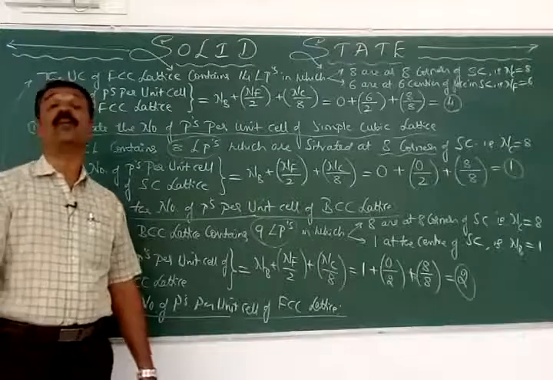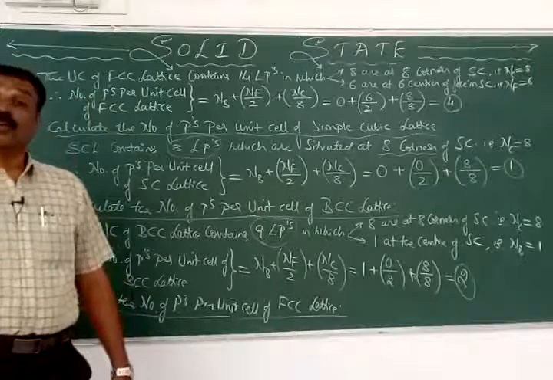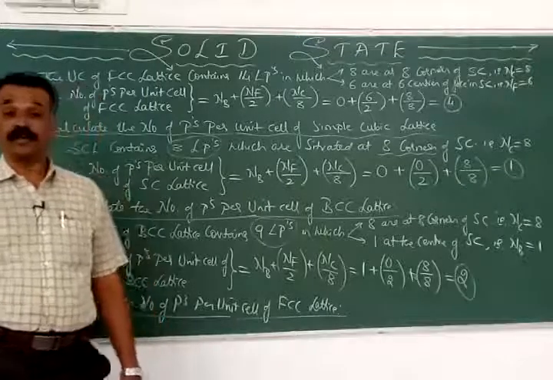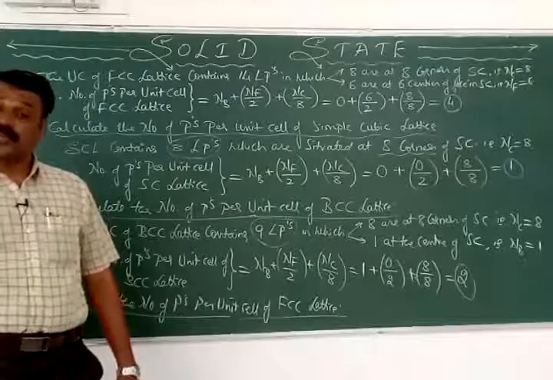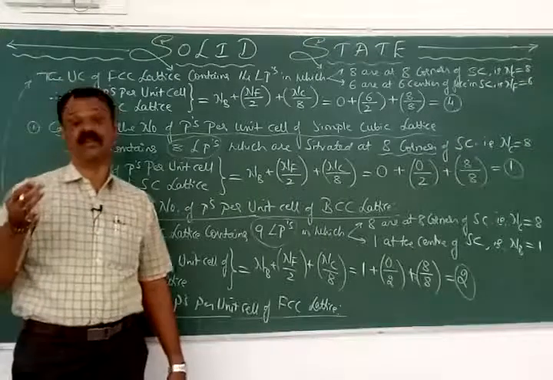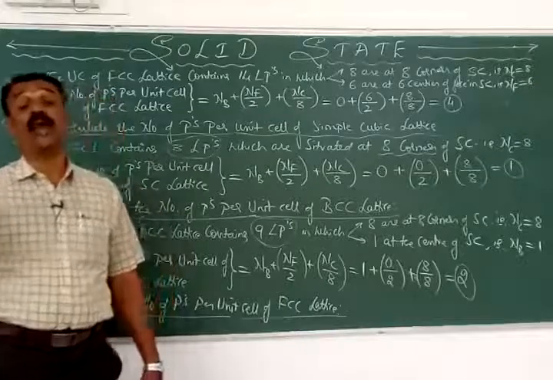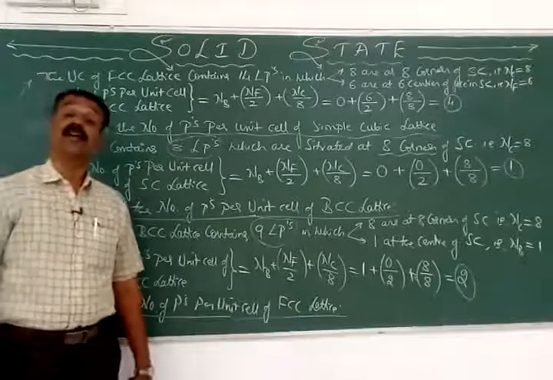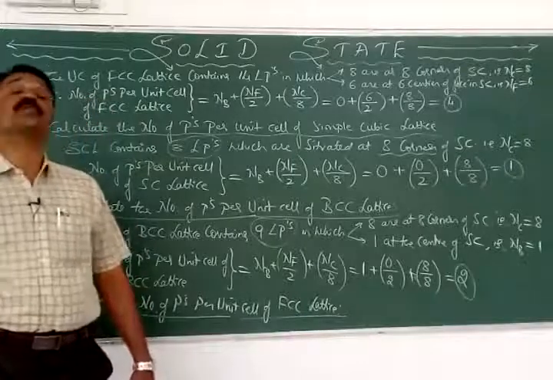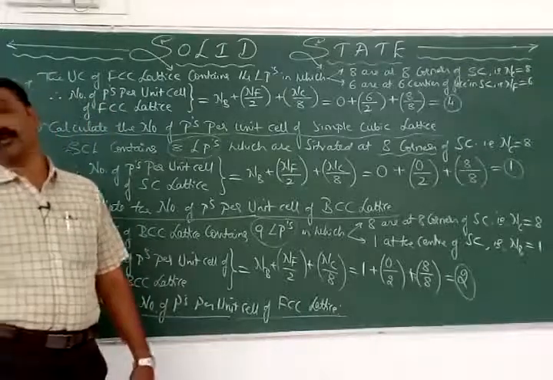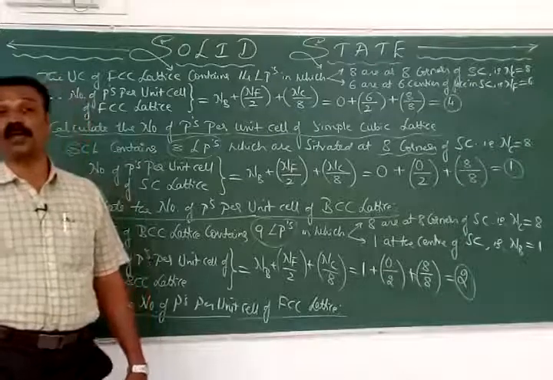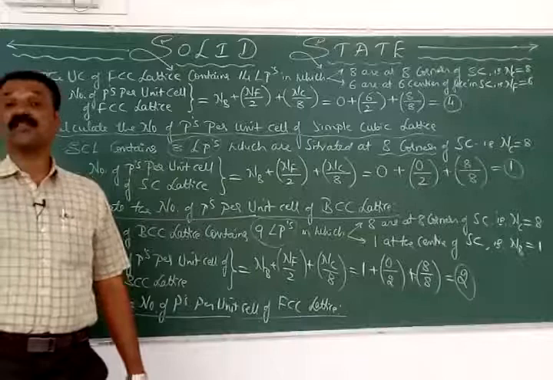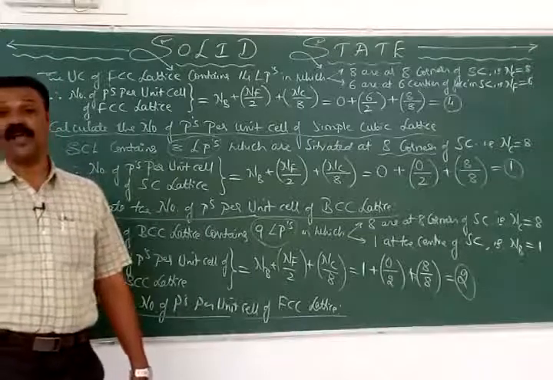But I have neglected NE by 4. Why? Because among the 3 different cubic unit cells, either the simple cubic, body centered cubic, or face centered, we are not having edge centered particles. Therefore, NE is equal to 0. Therefore, the simplified form to calculate the number of particles per unit cell of any cubic crystal lattice is NB plus NF by 2 plus NC by 8.